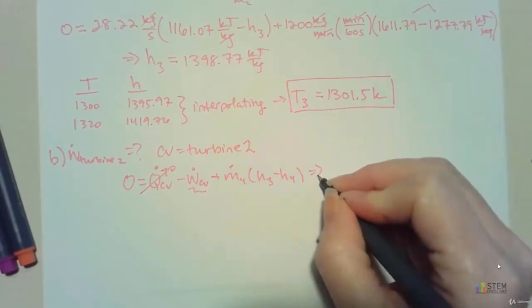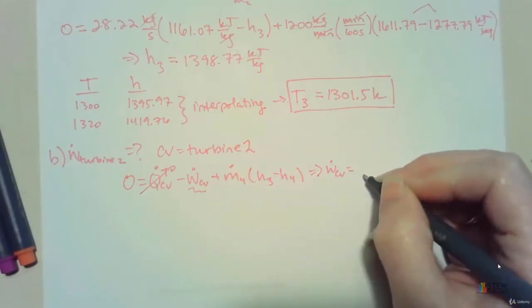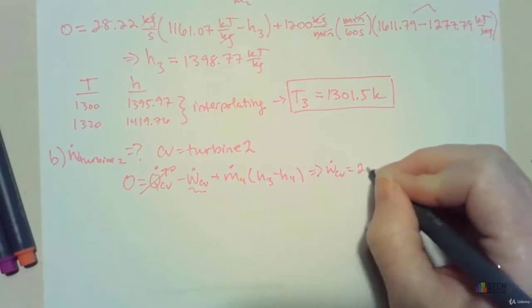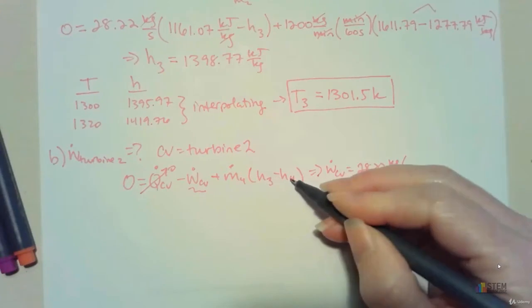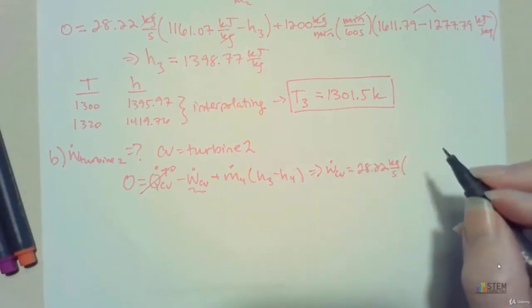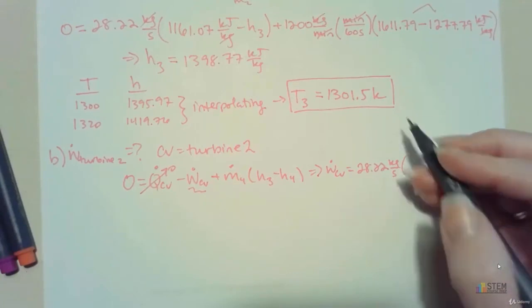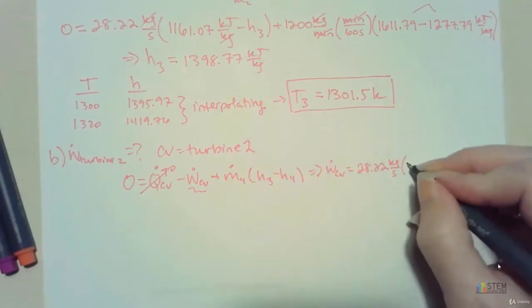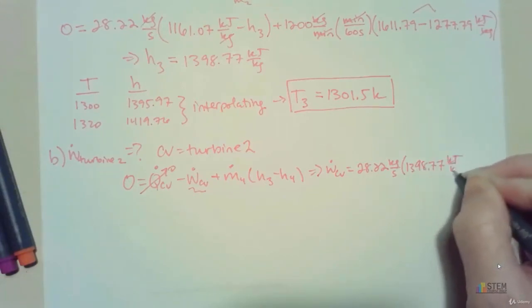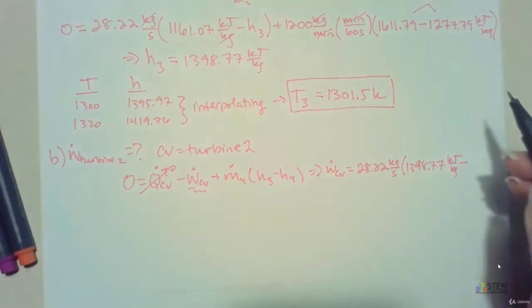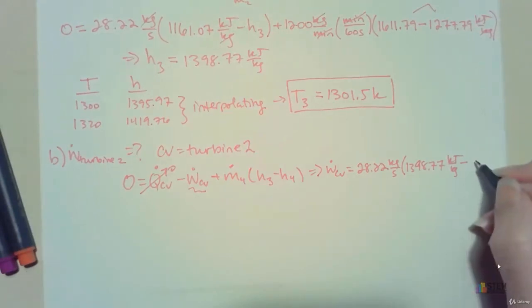So let's go ahead and solve that equation for W dot and plug the numbers in. M4 dot is going to be 28.22. And then H3 and H4, we can find those values because we have the temperatures for both of those. H3 we actually found right here. So we'll have 1398.77 kilojoules per kilogram. And then H4, you can find that in the table because we have the temperature.